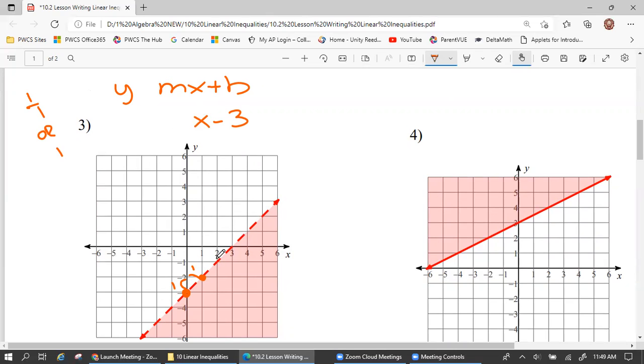It's a dashed line, so there's not going to be any or equals to, and our shading is below the line, so it's going to be less than. And there is my inequality. y is less than x minus 3. So I want you to go ahead and pause, try this one. Use the y mx plus b to help you. Use the examples I just did to help you. If you need to ask for help before you do this on your own, please make sure you ask. Pause the video, try this one, and then press play for the answer.